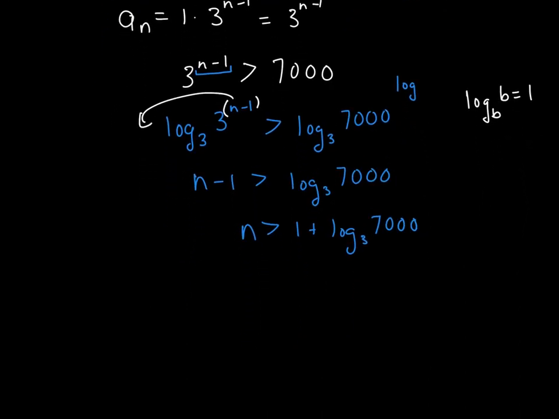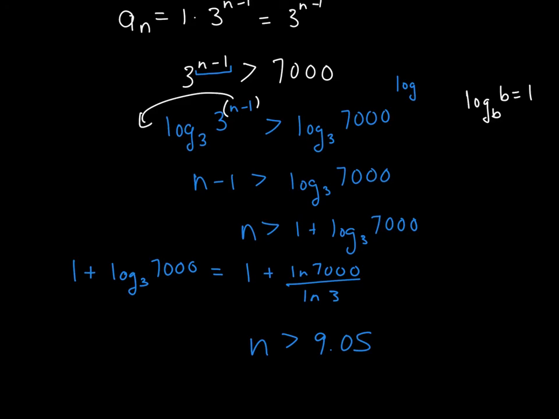Now we need our calculators for that. If you have a calculator that will let you put in log base 3 of 7,000, that's fine. You may need the change of base formula, which says that's the natural log of 7,000 divided by the natural log of 3. And you will get that n must be greater than 9.05.